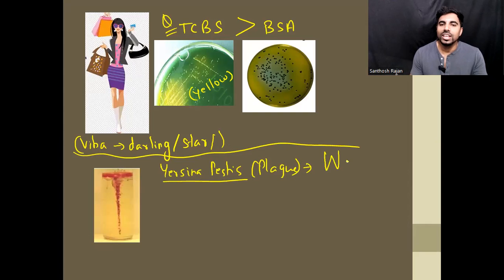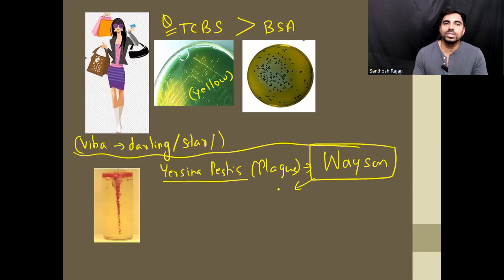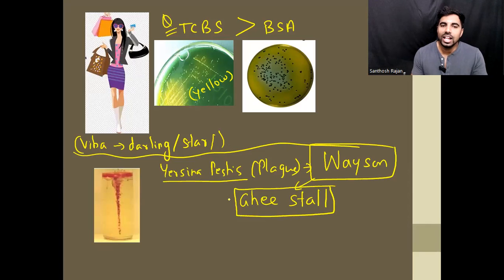Mr. Vasan. Vasan is such a good fellow, a rich guy. He is a very rich fellow. What does he do? He has a ghee business. He makes ghee and he has many stalls. Ghee and so many stalls is Vasan. And he helps the people with the Yersinia pestis plague, he controlled it, he killed the rat plague. Wayson is a special stain for Yersinia pestis. Don't forget, Wayson is the special stain. That's a question.